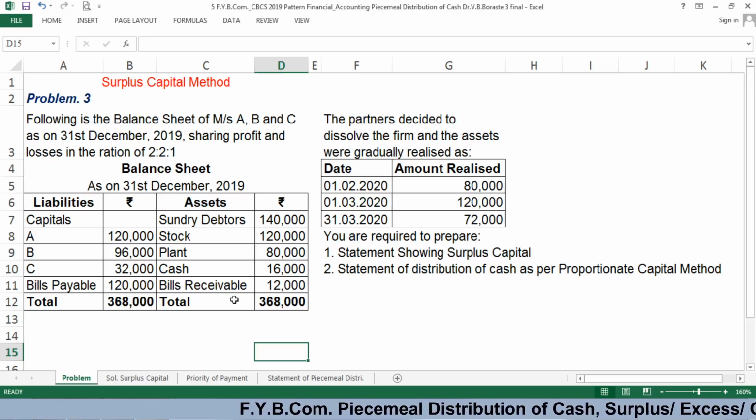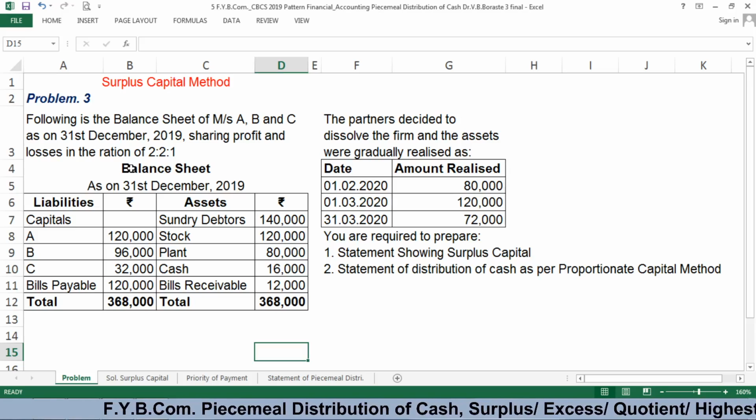So here you can take a screenshot of this example or you may write it down in your notebook or paper. So the problem is what? Following is the balance sheet of Messrs A, B and C as on 31st December 2019, sharing profits and losses in the ratio of 2:2:1.